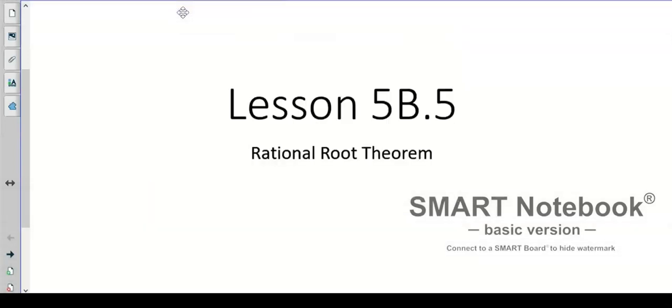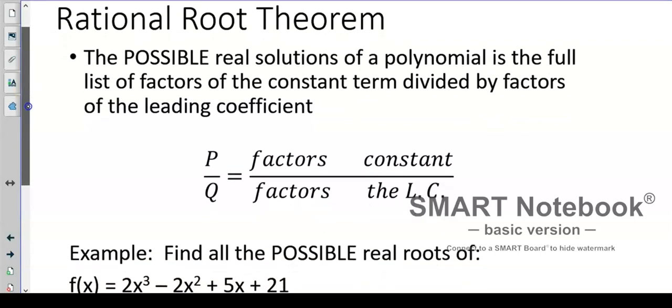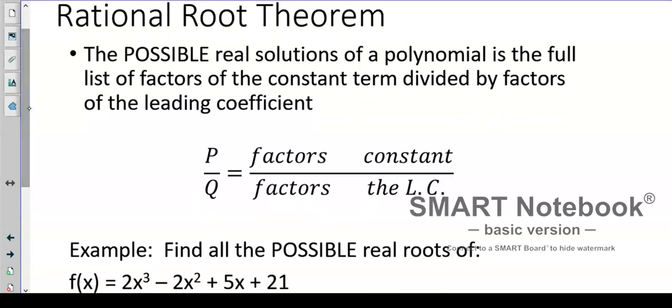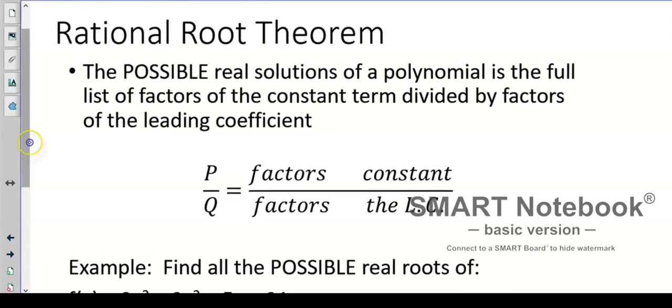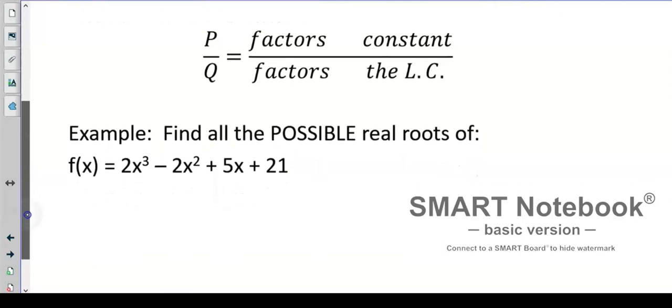All right, day 5 of the second part of chapter 5. Rational root theorem. All right. The rational root theorem says the possible real solutions of a polynomial are the full list of factors of the constant term divided by factors of the leading coefficient. So P and Q, constant over the LC.